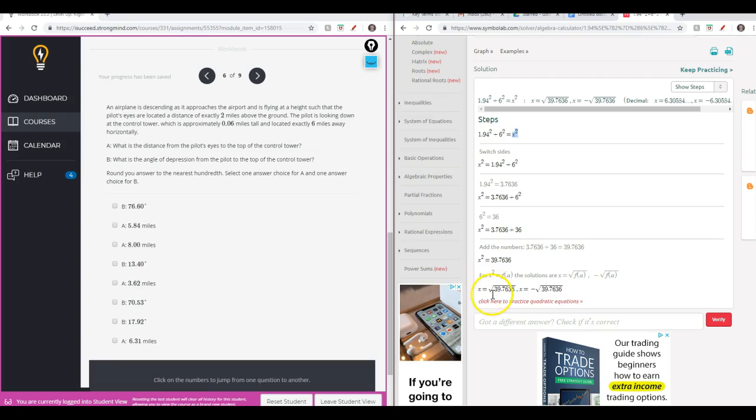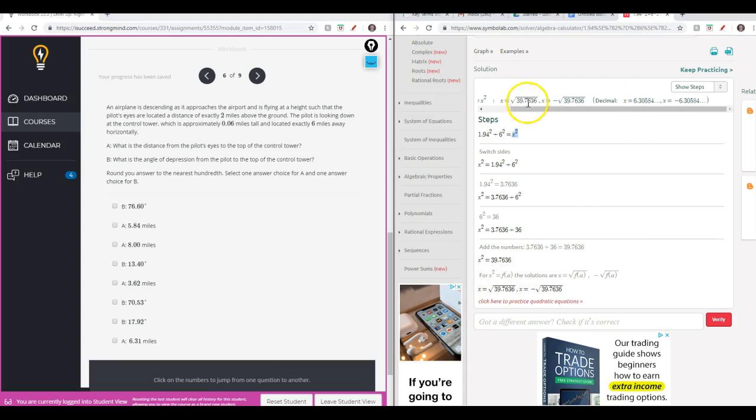So we have x equals the square root of 39.7636, and x is equal to negative square root of 39.7636. Sorry, that came out wrong, but you get the point. So the question is, when you're talking about distance, can you have a negative distance? The answer is no, so we will be looking only at this positive solution.